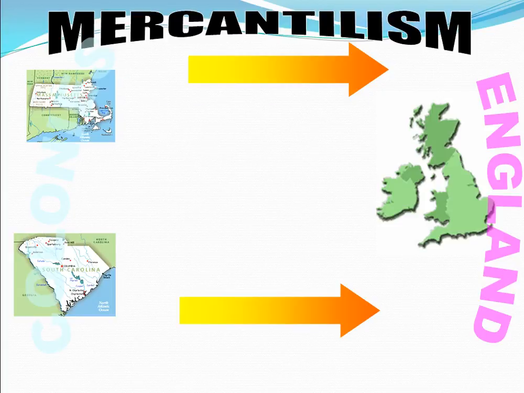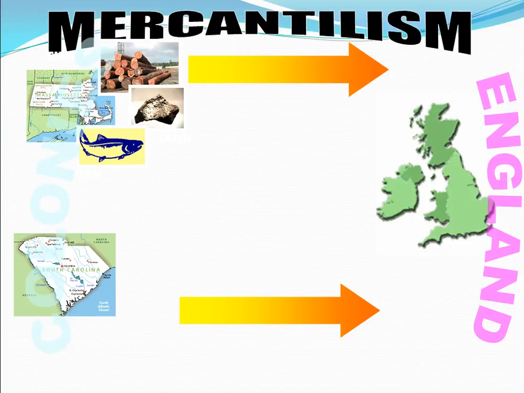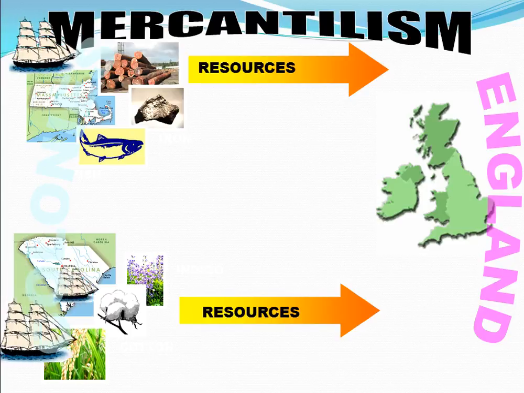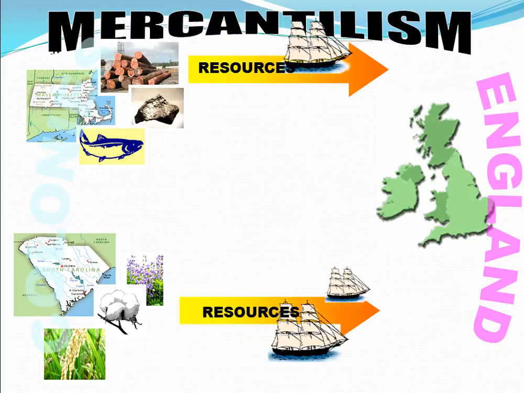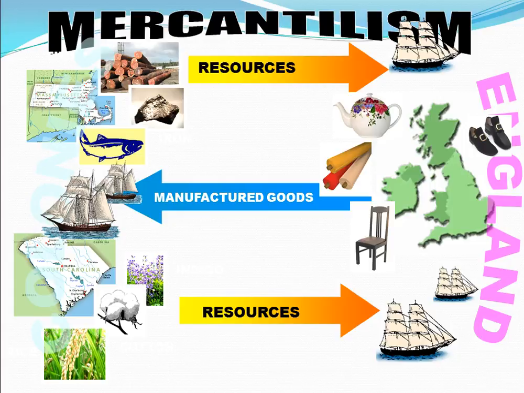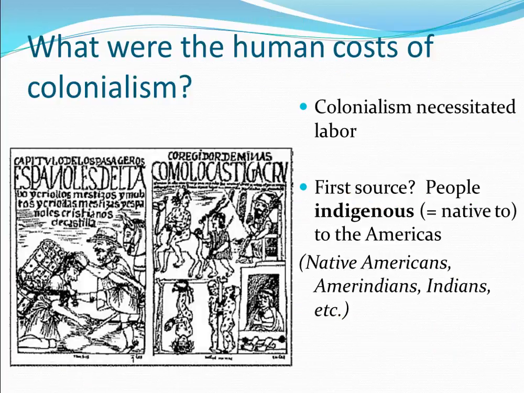So here we see South Carolina, very famous for their rice trade, and Massachusetts, which is very famous for lumber, fish, coal. So South Carolina also has cotton, lavender, rice. So these resources get shipped back to England on their little boats. And then from England, they're made into chairs, papers, porcelain, shoes, and these manufactured goods get shipped back to the colonies and resold. So therefore, England, the mother country, becomes much more profitable.